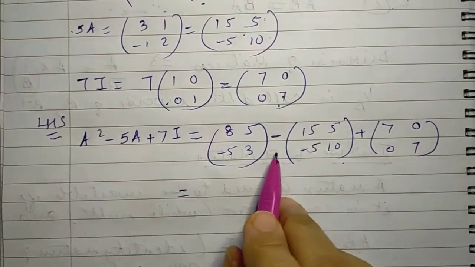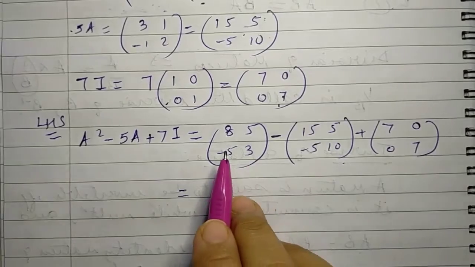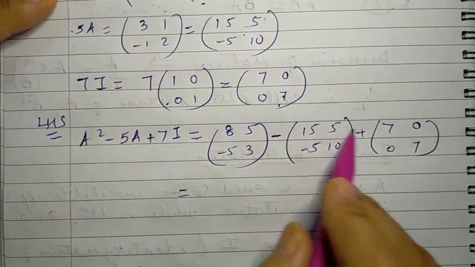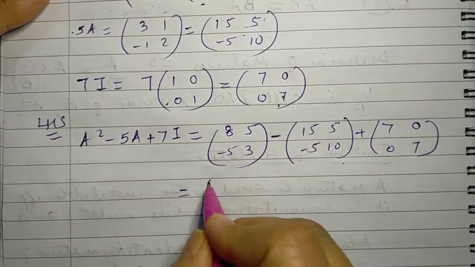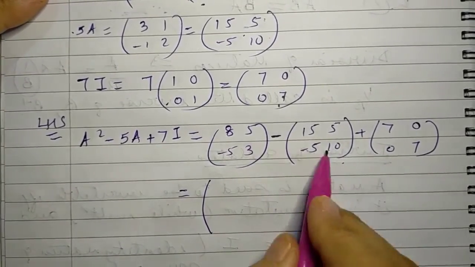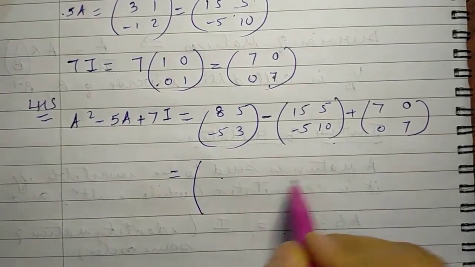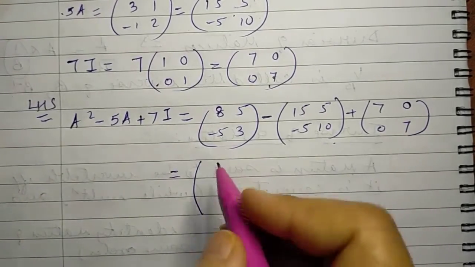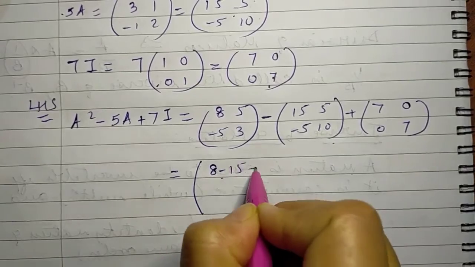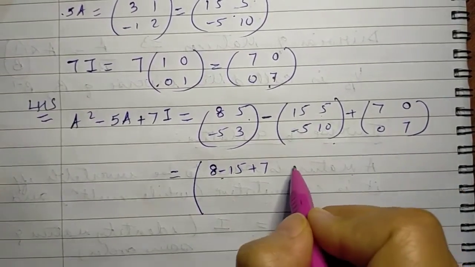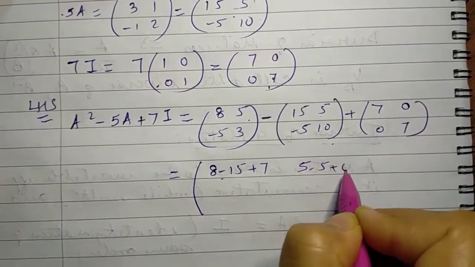We know that whenever we do addition and subtraction, the terms in the corresponding position get added or subtracted. And it's a 2 by 2 matrix, so we will get back a 2 by 2 matrix only. So there are 4 positions basically to be filled up. The first position will have 8 minus 15 plus 7. Then next one would be 5 minus 5 plus 0.